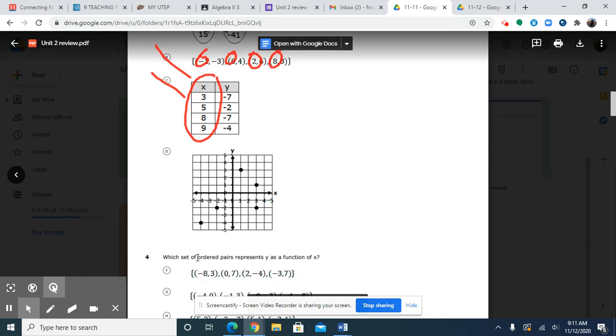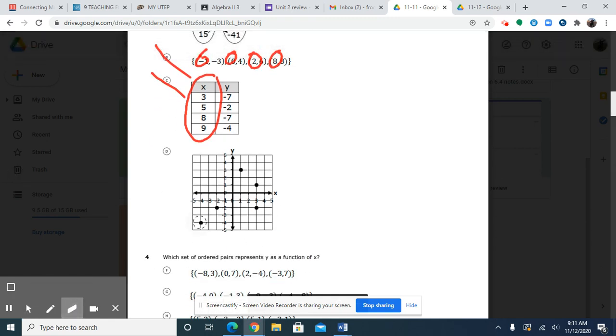Now let's look down here at this graph. If you draw vertical lines where each of these points are, you'll actually notice that we have 2 different points on the same vertical line. So that would be our answer because that would not be a function.